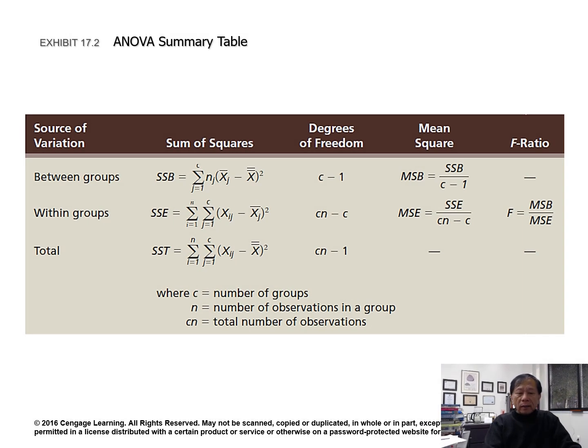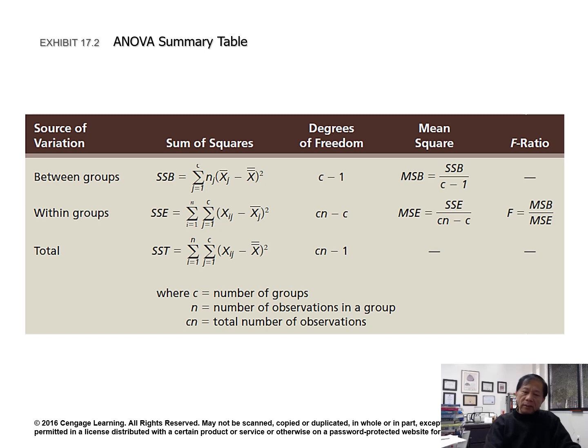I need you to look at this table here to see how SSB, SSE and SST are defined, the sum of squares within groups and its associated degrees of freedom, and how the mean square is calculated. Mean square is calculated by dividing the sum of squares, like SSB, by its degrees of freedom, C minus 1. That's MSB, mean square between. Similarly, mean square error is the within group sum of squares SSE divided by its degrees of freedom, Cn minus C. The ratio of these two, MSB over MSE, is our F statistic. That's how we calculate that.